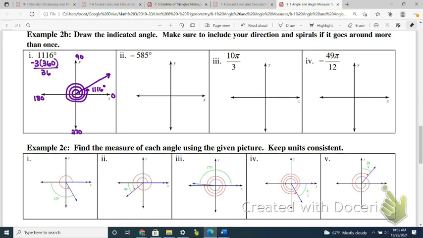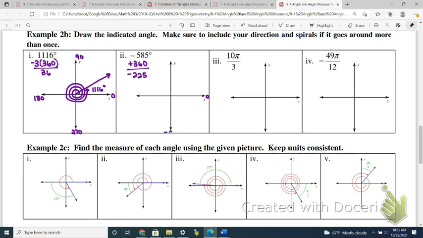Okay, same thing here for negative 585. I'm going to add 360 until I get to a negative number that is between 0 and 360. So if I add 360 degrees, I get negative 225. Well, I can graph that. So let's put that on there.